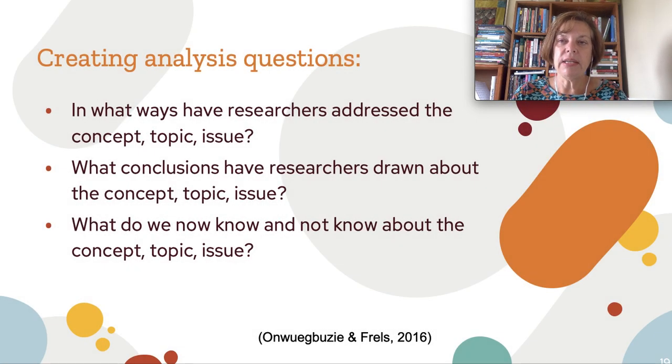So when you're reading your individual texts, these are some analysis questions that you can ask, and you can develop other analysis questions as well. I'm just trying to give you some examples. In what ways have researchers addressed the concept or topic or issue? What conclusions have these researchers drawn about the concept, topic, or issue? What do we know and not know about the concept, topic, or issue that these authors are now contributing to?